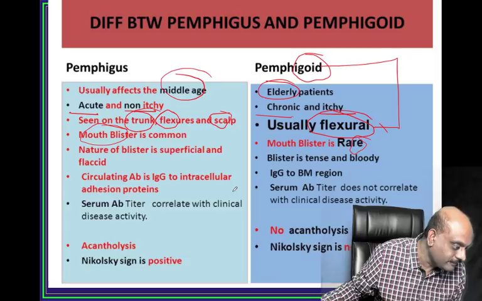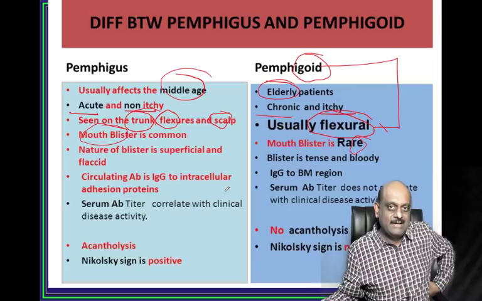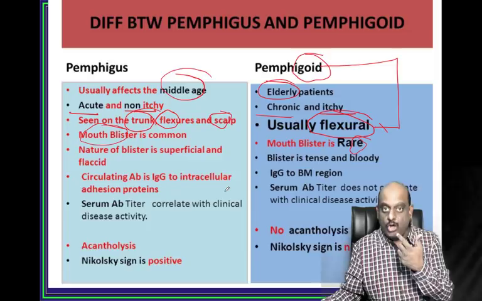Manan says, herpes simplex zoster ke beech mein kya farak hai? Zoster is dermatomal in distribution. Herpes simplex, they are vesicles. And they can be perioral or they will be genital.